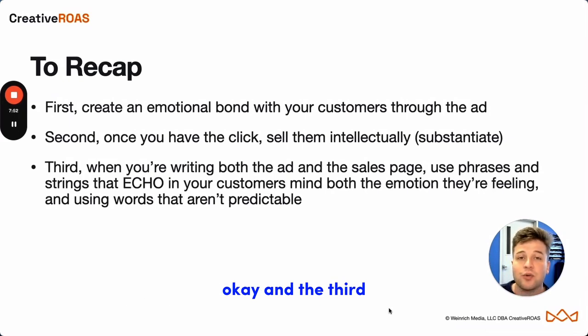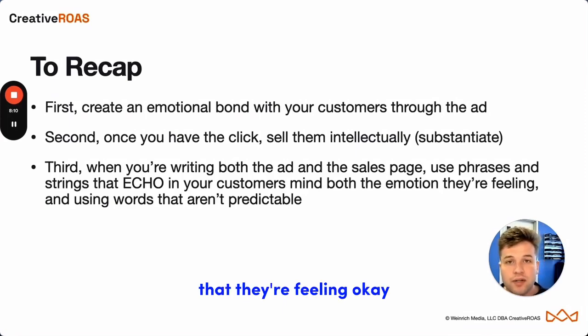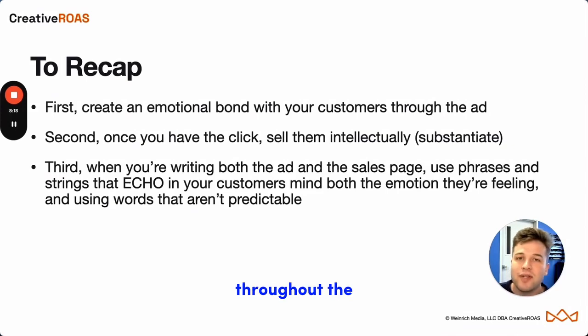Okay? And then third, when we're writing the ad and the sales page, we use phrases and things that just echo in our customer's mind, right? Phrases that they wouldn't normally see there in a sales page setting like that. Things that are different than what everybody else is doing, right? There are words that reflect the emotions that they're feeling, okay? We're using words that are unpredictable and things that they're just going to not see in that format, so then they continue to be entertained by that sales page throughout the entire way, right? From top to bottom, all right? And so that's how we are going to sell more than everybody else.